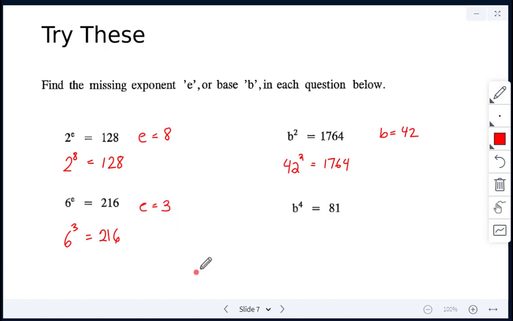And the last one, a base to the power of 4 is equal to 81. And in that one again, so guess and check. The base is equal to 3. So 3 to the power of 4 gives me 81. So therefore we can say our base was equal to 3.